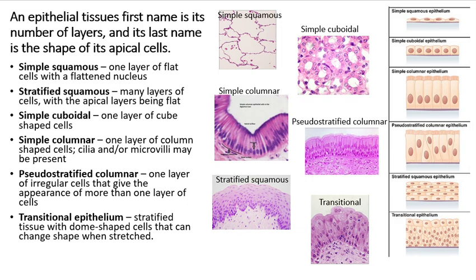creating that staggered effect. And then we have transitional epithelium, which is a stratified tissue, but it's so named because this tissue can change shape. When this tissue isn't stretched, when it's not distended, the cells at the apical surface have a dome shape, but the cells can change shape when stretched and would look more like stratified squamous.